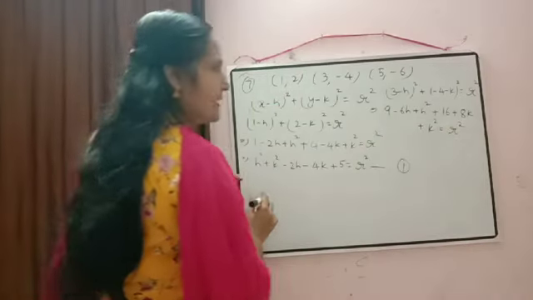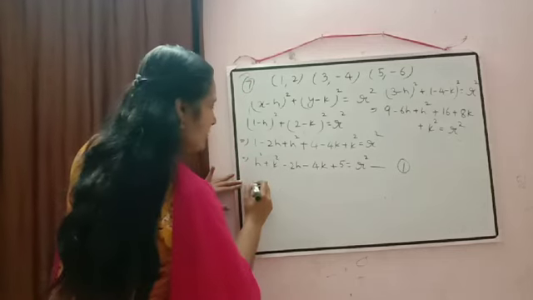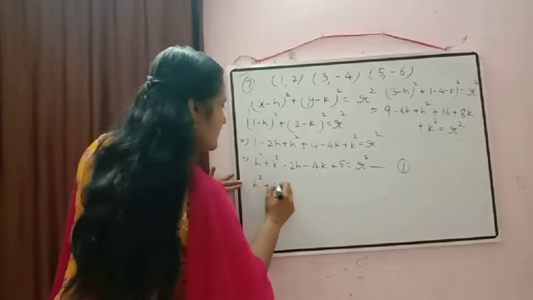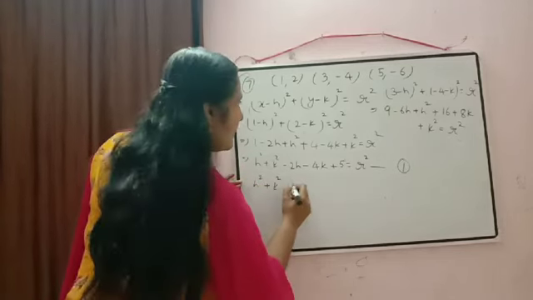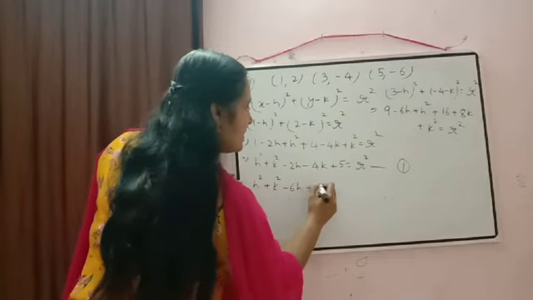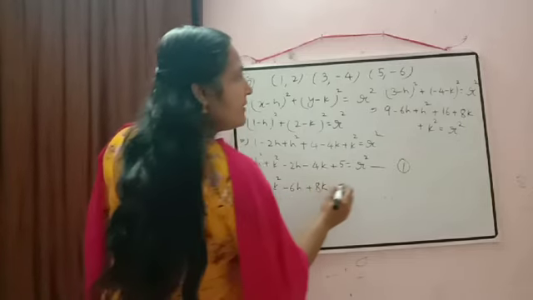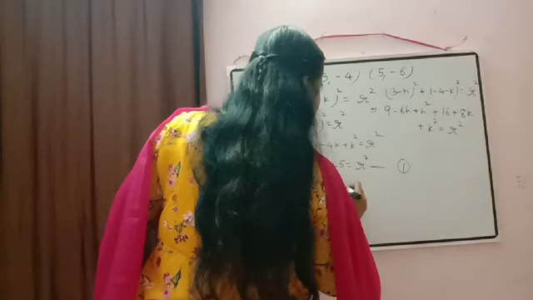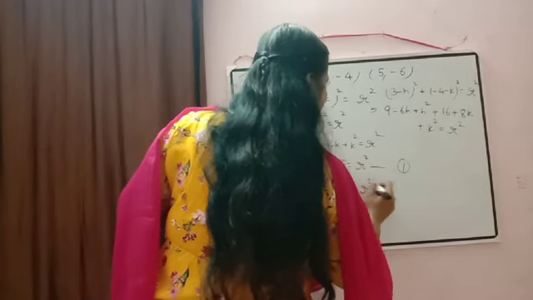Rearrange it, I am writing here. Okay. So our equation 2 will be h square plus k square minus 6h plus 8k, then 16 plus 9, 25, is equal to r square.